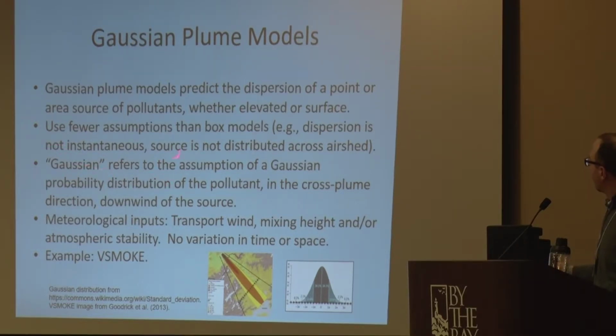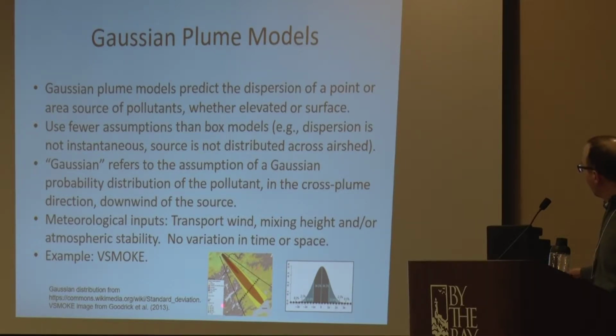Gaussian here is the big assumption. What does Gaussian mean? It refers to the assumption of a Gaussian probability distribution of the pollutant in the cross-plume direction, which is a lot of words, but basically this is FOUL box, or V-Smoke. This is just a particular Gaussian plume model. And what this shows is concentration along the axis of a smoke plume. And as you go away from the source, the concentrations reduce due to dispersion.